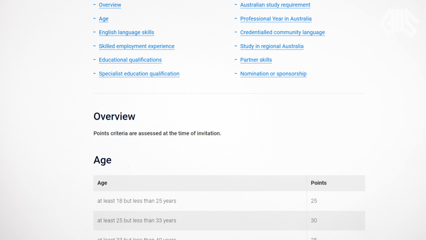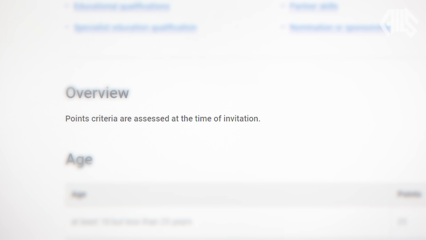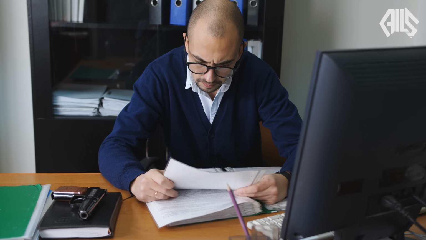It states, points criteria are assessed at the time of invitation. This wording clearly implies that all points criteria are assessed at the time of invitation. This is not true, for partner points and state sponsorship points are assessed at the time of decision. That is, when a case officer looks at your file and makes an assessment.